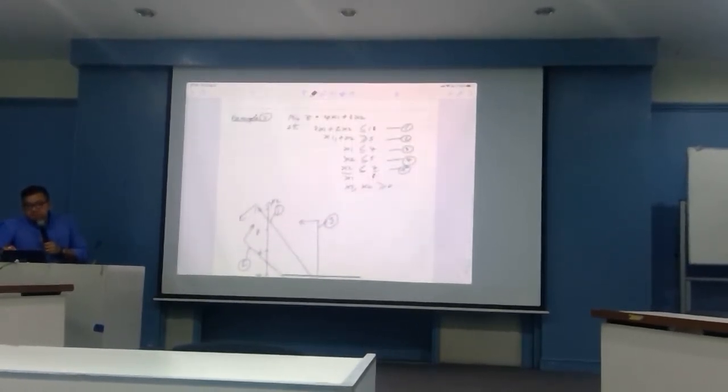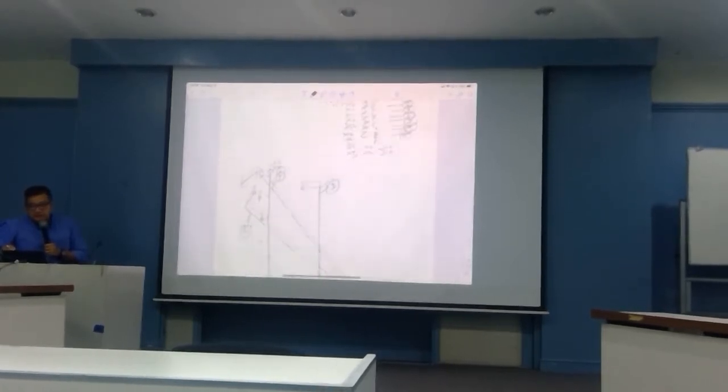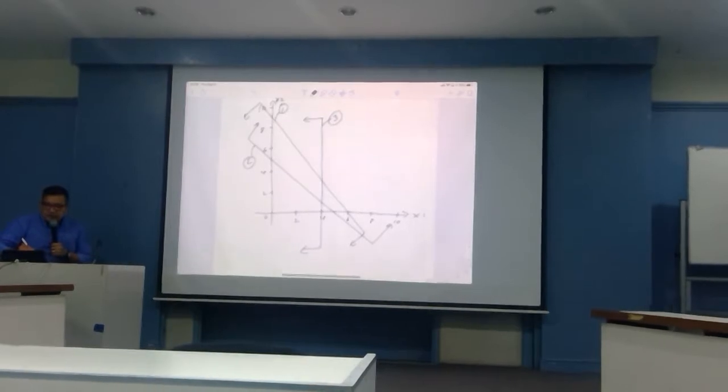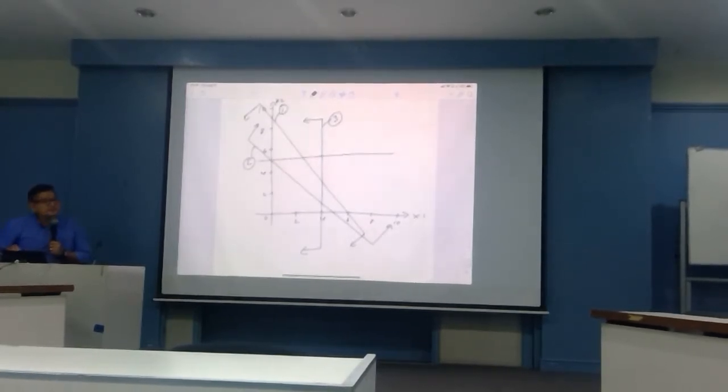How about the fourth constraint? x2 less than or equal to 5. So this is the graph of x2 equal to 5. Less than or equal, so we're shading below the line. Let's say number 4.